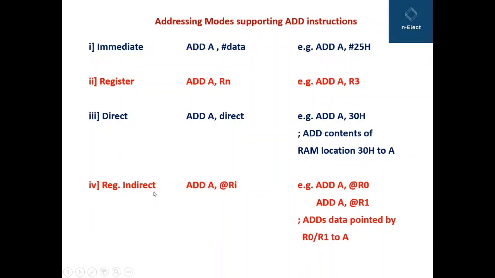Then the register indirect addressing mode supporting add instruction is ADD A, @Ri. Here there is no hash, there is an at-the-rate sign. For example, you can write ADD A, @R0 or ADD A, @R1. It adds the data pointed to by R0 or R1 to accumulator. Here the contents of Ri, that is R0 or R1, is actually the memory location, and the contents of that memory location will be added with the contents of accumulator and the result will be stored in accumulator. This is what it means.